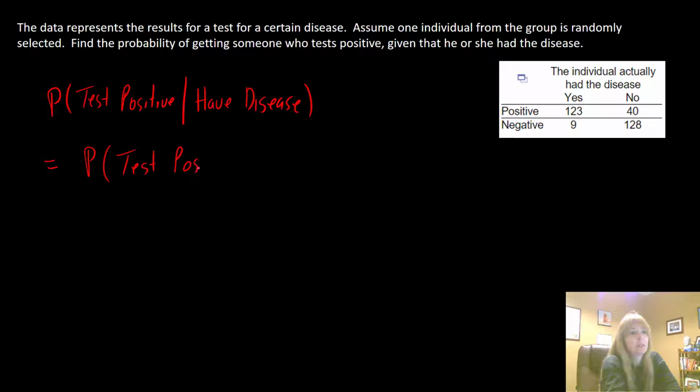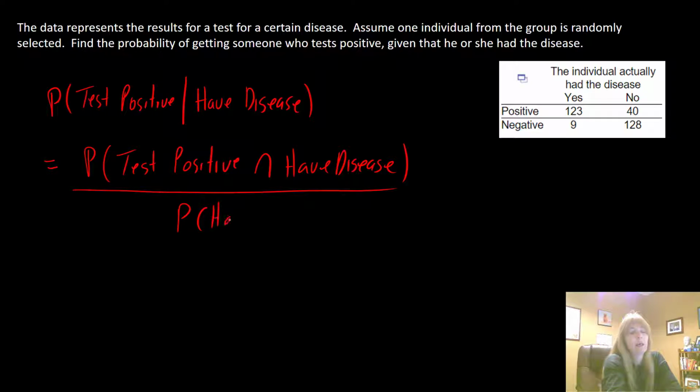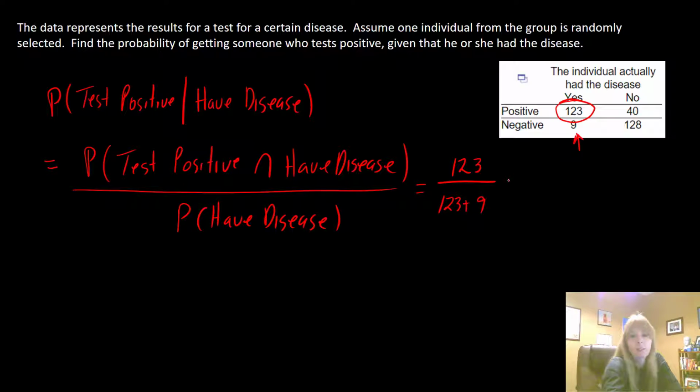So they test positive and they have the disease, all over the probability they have the disease, okay? Or in other words, in this case, the number of ways. And so here I look for this intersection, okay? Because that's how many tested positive and how many have the disease, and then how many total actually had the disease, 123 plus 9.